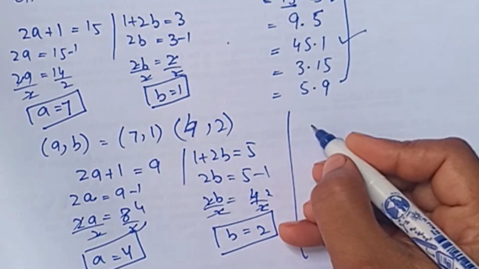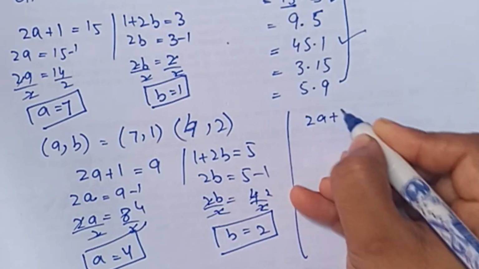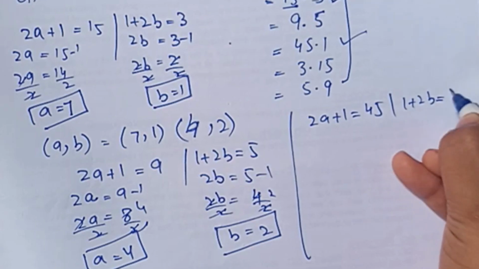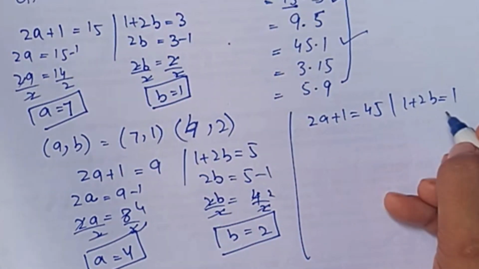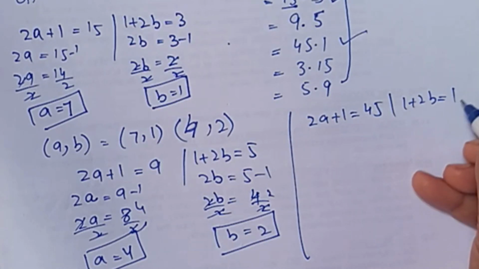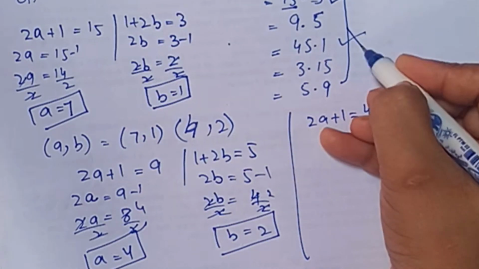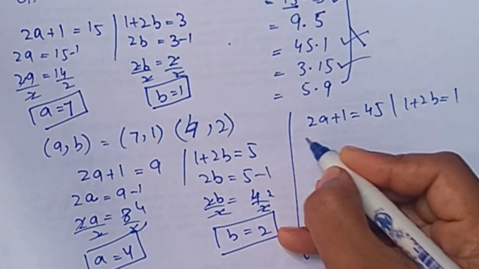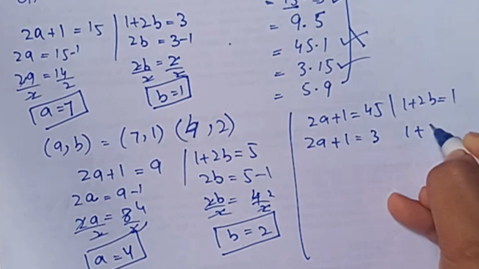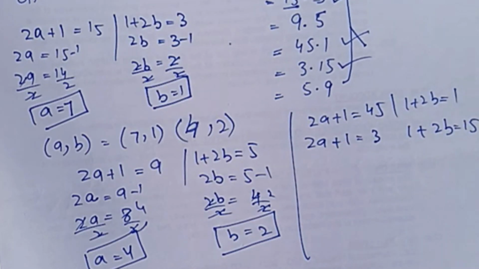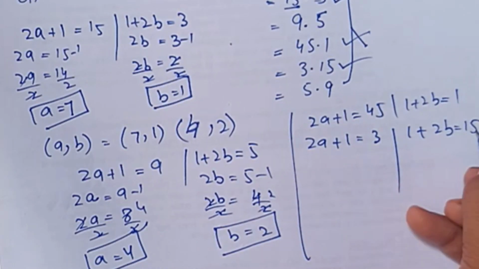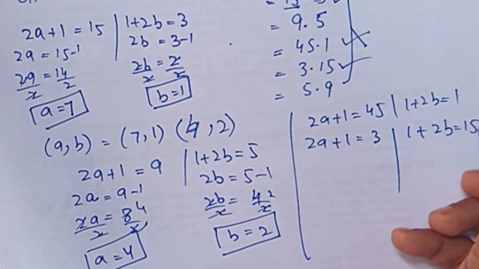Now look at this pair. This implies 2 times a plus 1 is equal to 45, and 1 plus 2b is equal to 1. We cannot choose this factor because 1 is not greater than or equal to 3. So we cannot use this factor. Now look at this factor. This implies 2 times a plus 1 is equal to 3, and 1 plus 2b is equal to 15. We use this factor because 3 and 15 both are equal to or greater than 3.